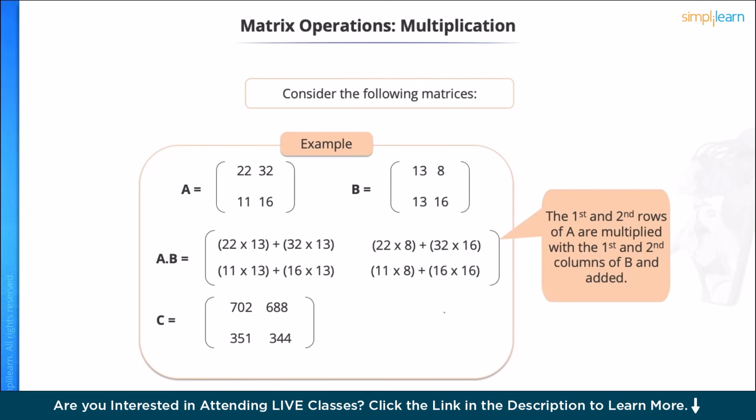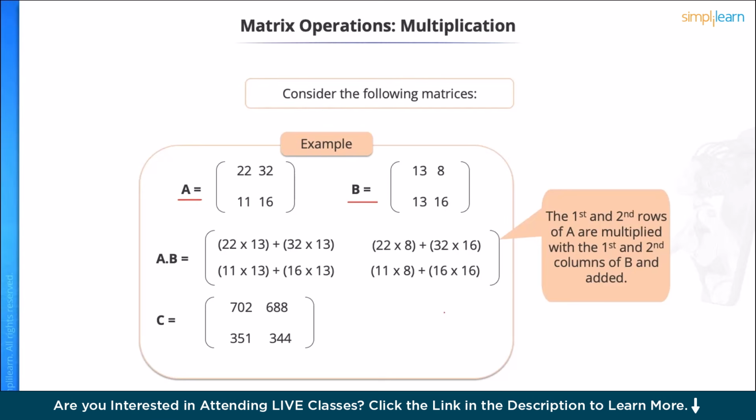Multiplication. Matrix multiplication results in what is called a product matrix. In matrix multiplication, each row of the first matrix is multiplied to each column of the second matrix. To compute each of these elements in the matrix, the values are then added. For example, consider the matrix A and B.